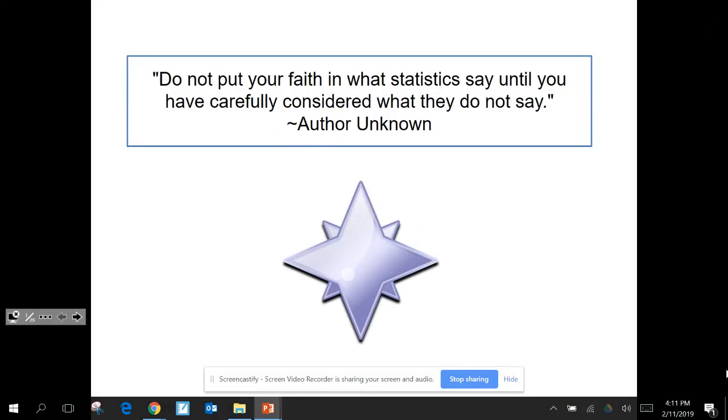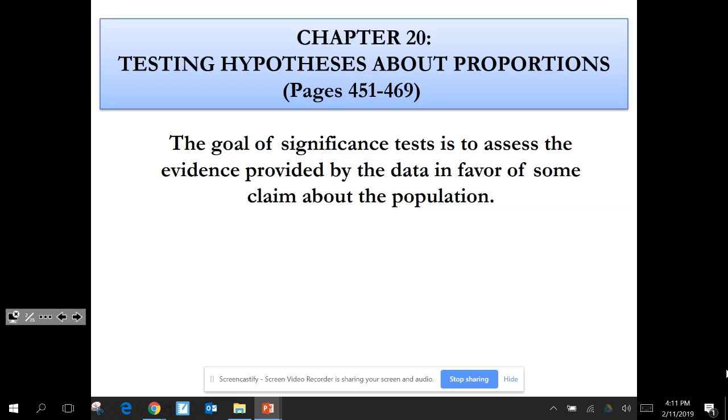All right, so we're going to go ahead and get started in chapter 20. The big thing is we'll remember that in statistics, we don't put our faith in what the statistics do say, but sometimes what they don't tell us, what they're not including. And we're going to talk about that and how that applies here. We're going to talk about hypothesis testing about a single proportion.